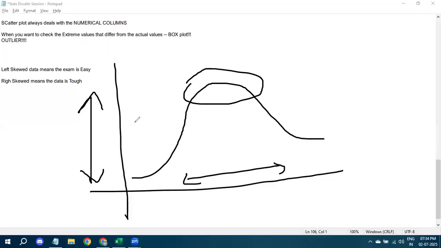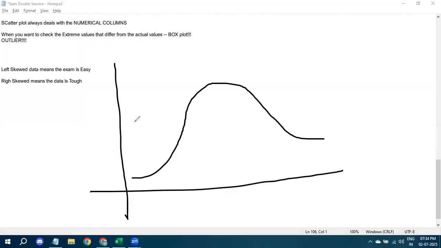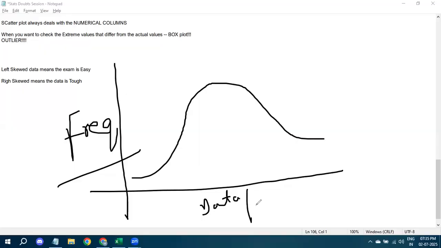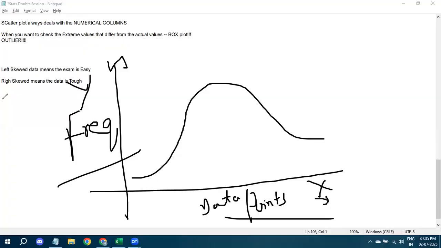If I go with the example of any of the values, what will be my x-axis and what will be my y-axis? Will my y-axis be frequency and x-axis be any data set? The x-axis will be the data points, the data values. The y-axis will always be frequency for a histogram, guys.